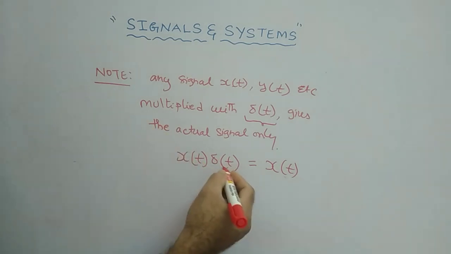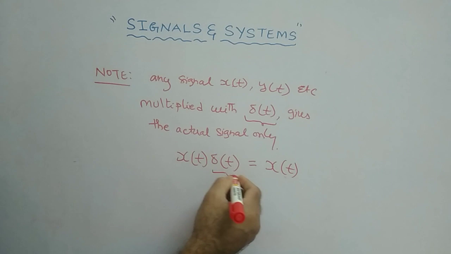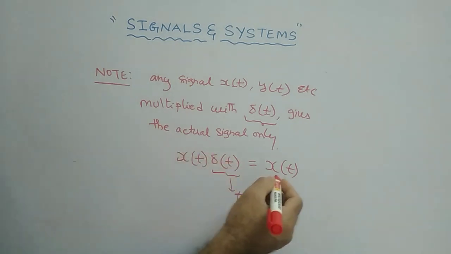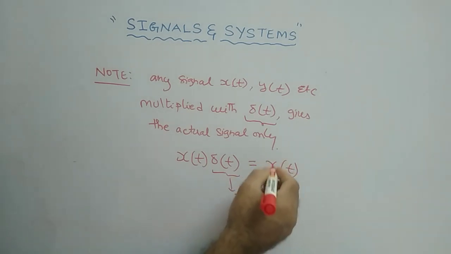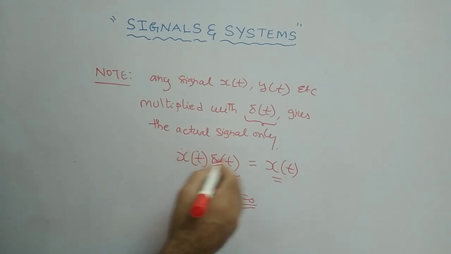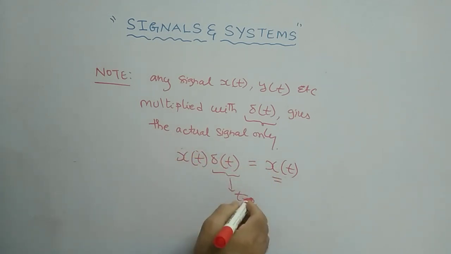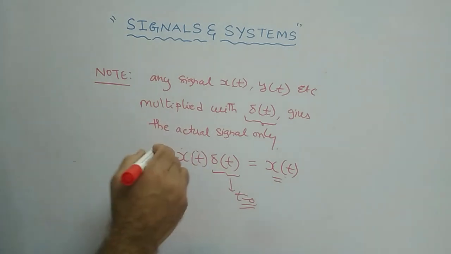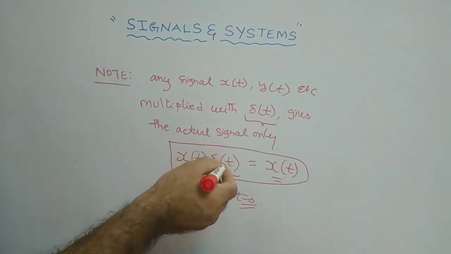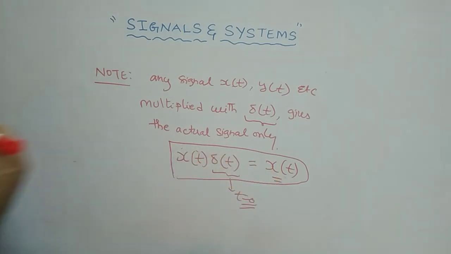Where, what is delta of t? Delta of t is defined at t equal to 0, therefore if you multiply like this, you will get x of t. In this x of t, you substitute t equal to 0 of delta of t, obviously you will get x of t only. This is what x of t multiplied with the impulse function gives rise to: your actual signal only. We will see that with some properties, so that you will understand this. I will explain that.